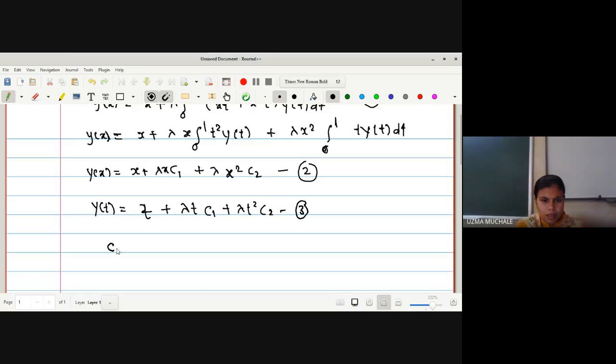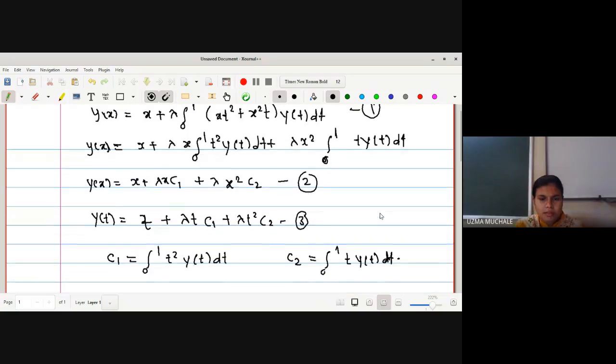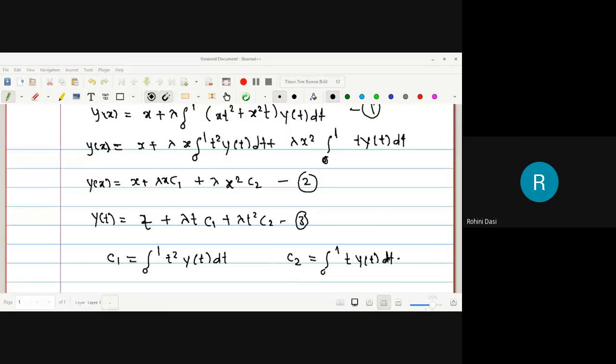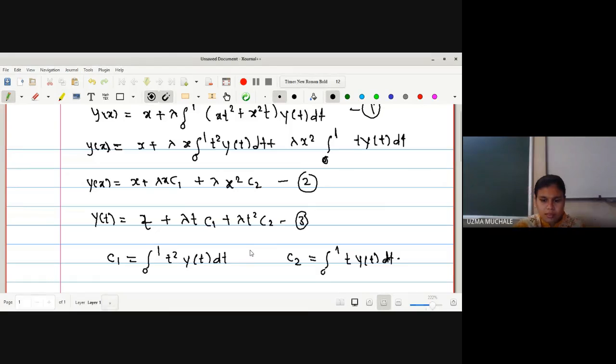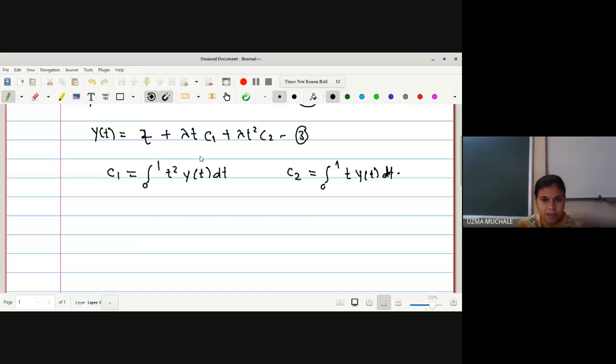We have to write down now values of C1 and C2. So for that, after writing the values of C1 and C2, we'll put up the value of y of t and we'll solve the equations. Have you done up to this? Yes, ma'am. Okay. If yes, now let us put up the C1 and C2 and we'll solve it.